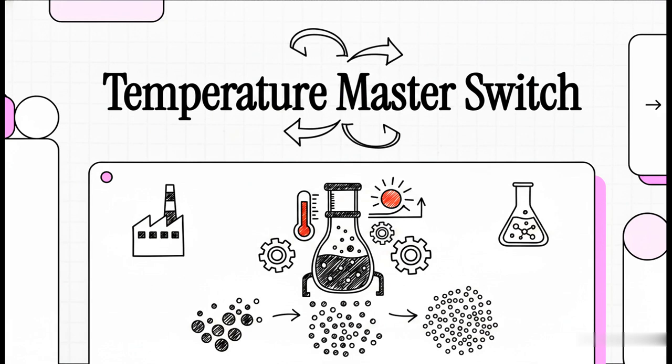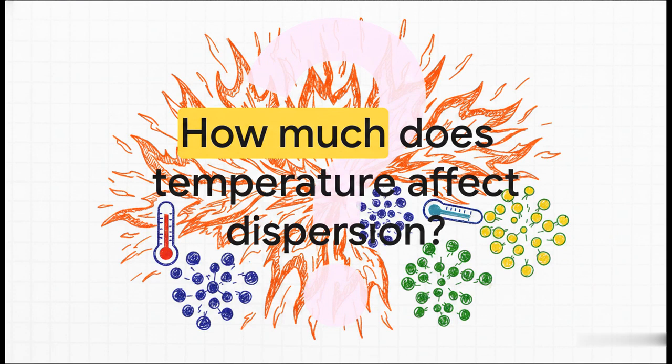Let's get into it. Let's kick things off with a classic interview question. It's one that actually reveals a super common and honestly incredibly costly industry myth. How much does grinding temperature really affect pigment dispersion? A lot of newer engineers might tell you temperature's just a background variable, a minor environmental fluctuation, nothing to lose sleep over.